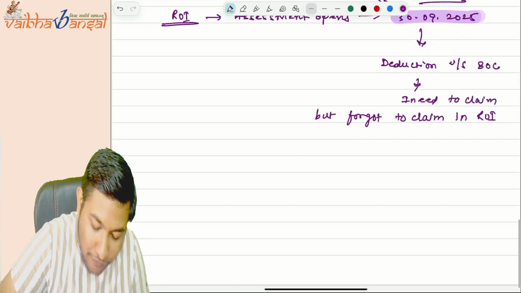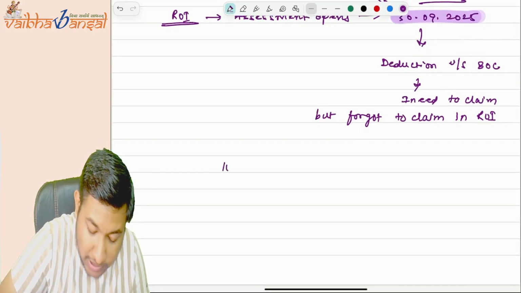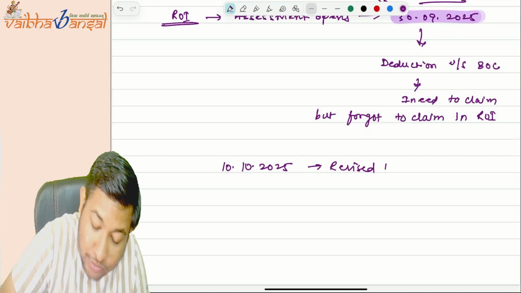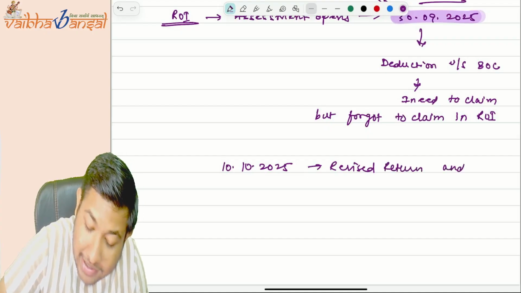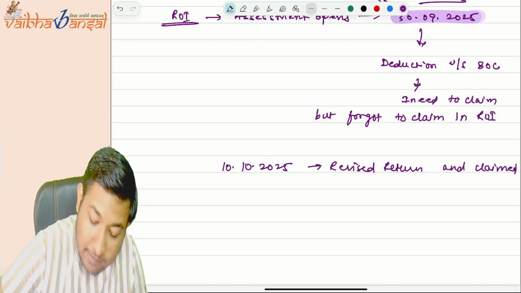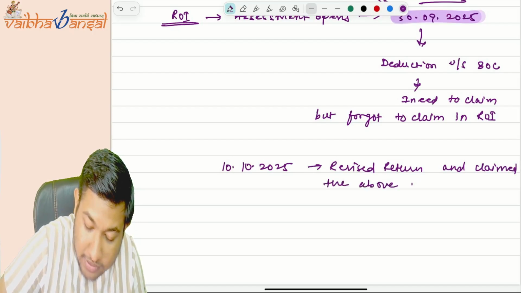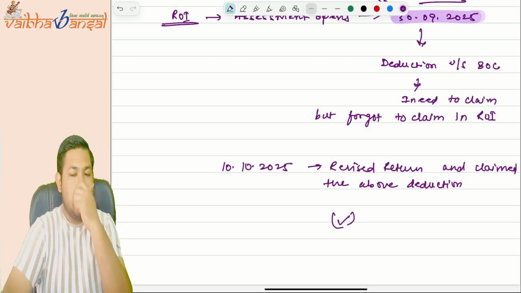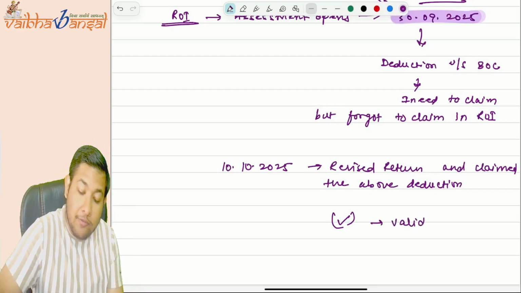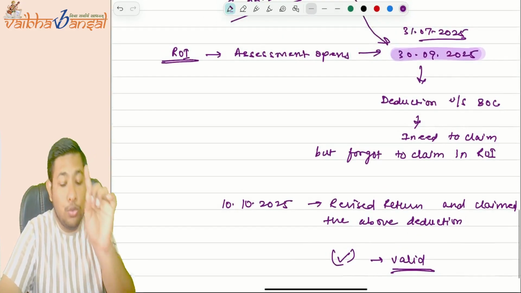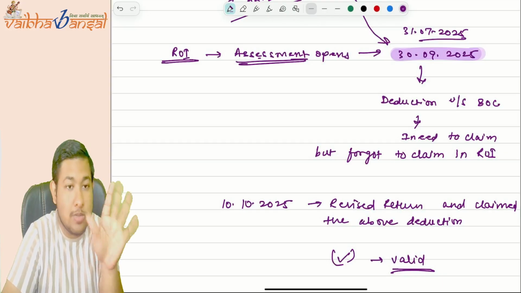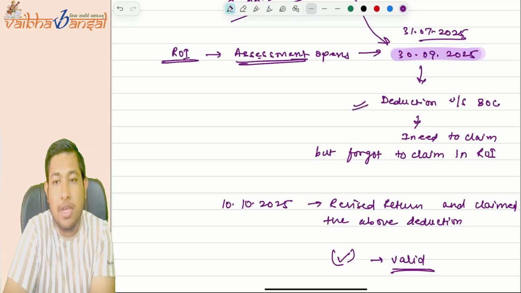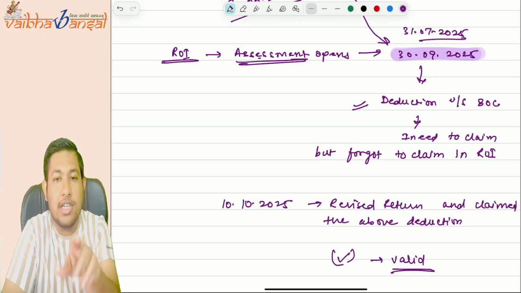Now, suppose on the 10th of October 2025 you file the revised return and claim the above deduction. Whether it is valid or not, yes, it is certainly valid. During the assessment, the assessment was already open. Now, during the assessment, you get to know about the deduction that you need to claim. So can you claim that deduction? Yes, you can claim.